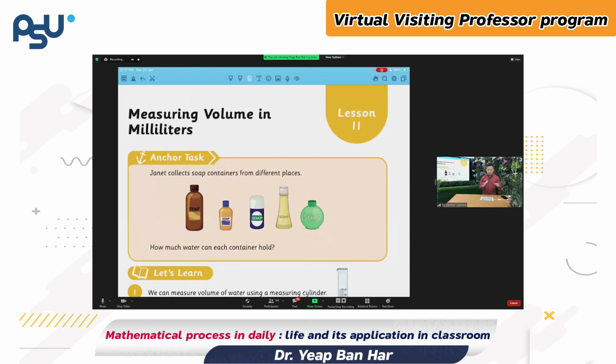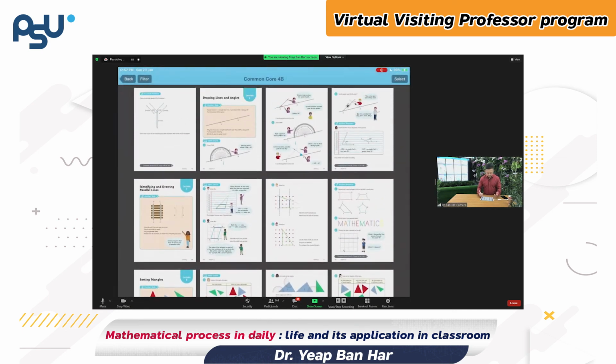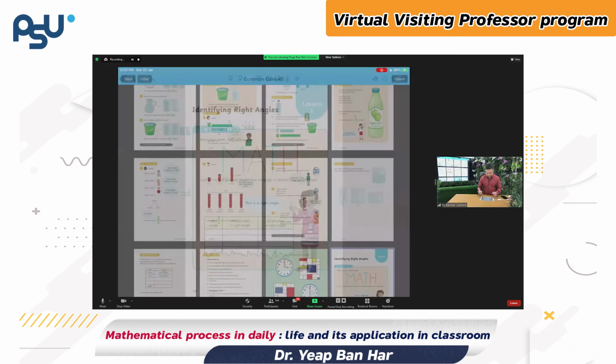Janet collects soap containers from different places. You know, some people, when they go traveling, the hotel gives them the soap. They like to keep, they collect, you know, soap bottles. And how much water can each container hold? So that was a problem. Yeah. So that's how the book looks like.